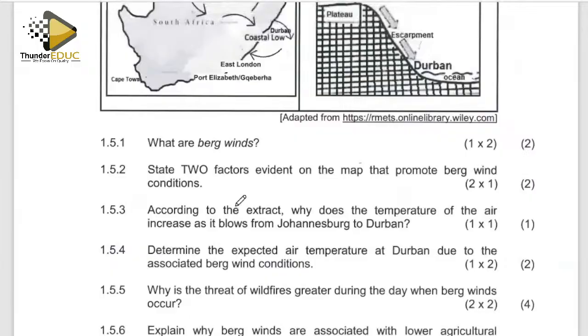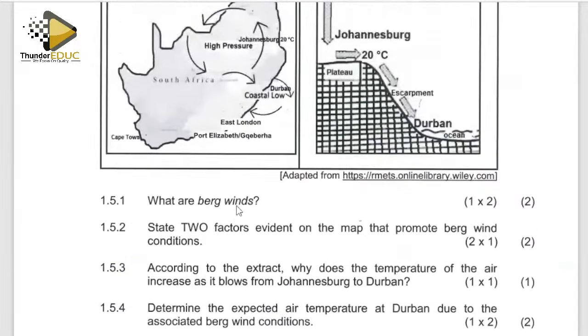State two factors evident on the map that promote backwind conditions. I think from what we have explained, now you can see the factors which promote the formation of the backwinds. We have a high pressure over the interior, which we said is the Kalahari high pressure. Then we have the coastal low over Durban here. It facilitates a pressure gradient. There is high pressure over the interior and low pressure at the coast, which implies that the air has to come from the high pressure interior and go to the low pressure coastal. And also we have the escarpment here. As the air descends, it has to heat up adiabatically. So these three: number one, the high pressure over the interior; number two, the low pressure over the coastal area; and number three, the presence of the escarpment.